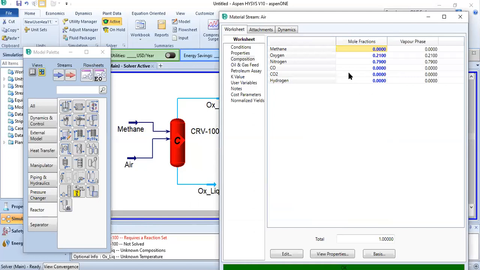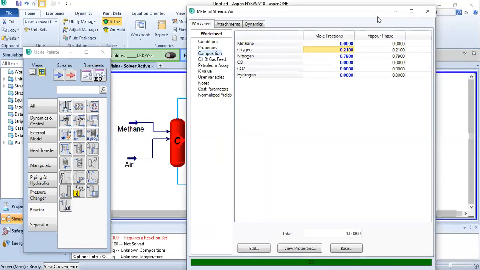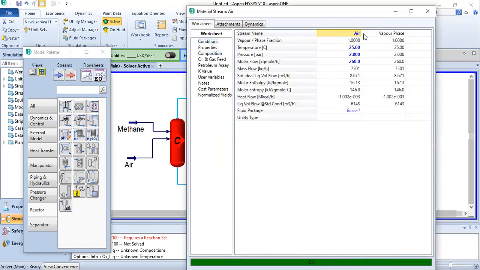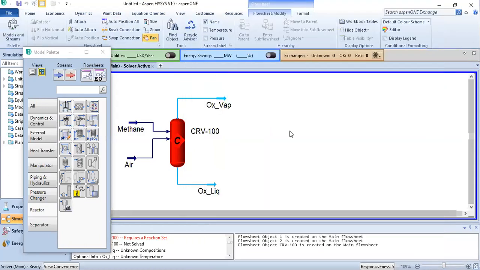Since we are using air for taking the oxygen into the reactor, that's why we have taken the nitrogen composition also. Else, if we were using 100% pure oxygen, then we could take 100% nitrogen, that is 1 mole fraction of nitrogen. But here we are using the air, that is why we have taken 21% of oxygen and 79% of nitrogen. These two streams are defined.